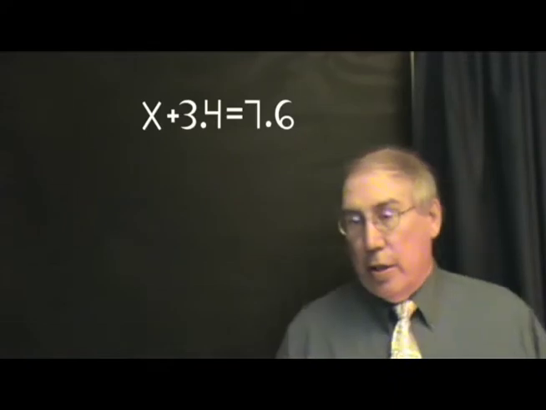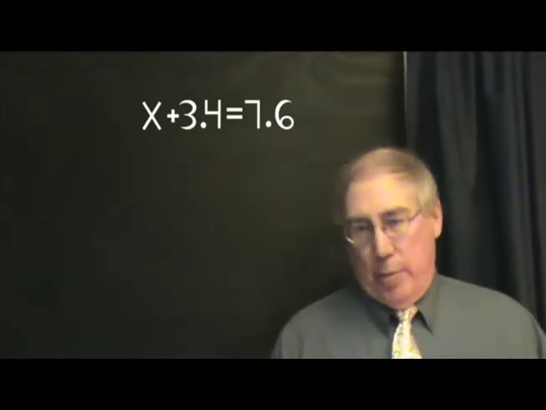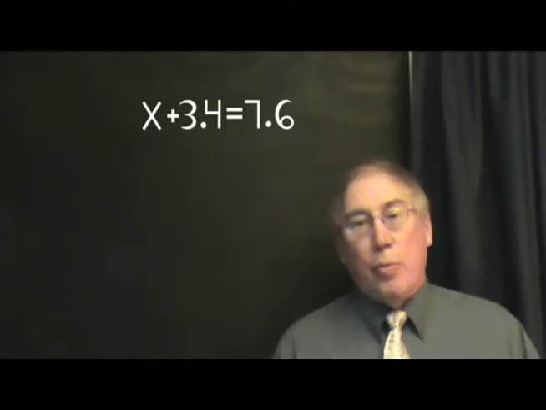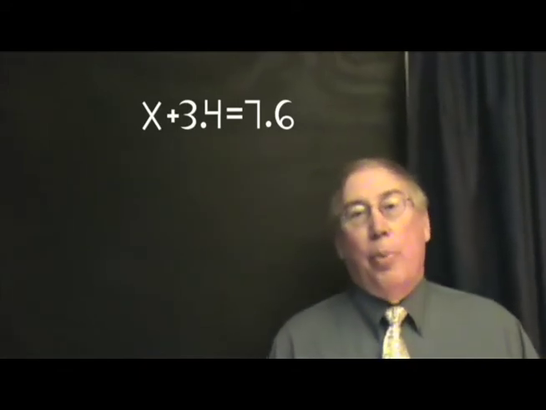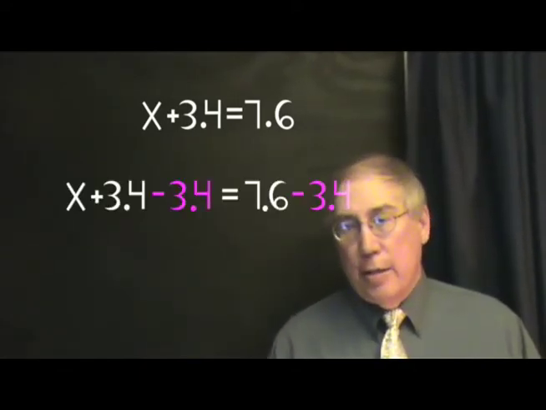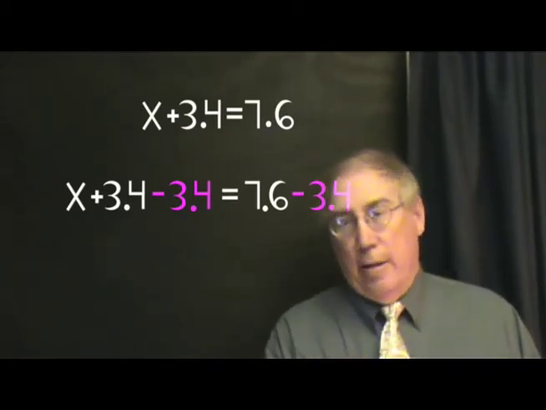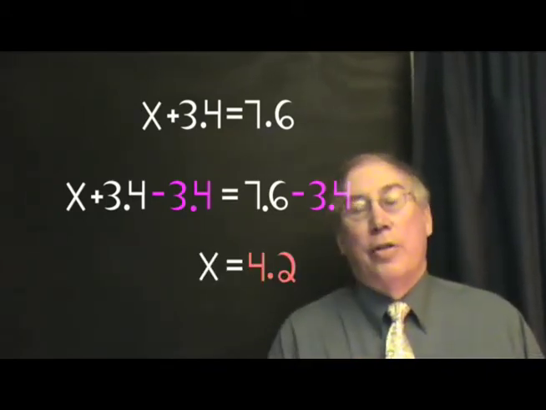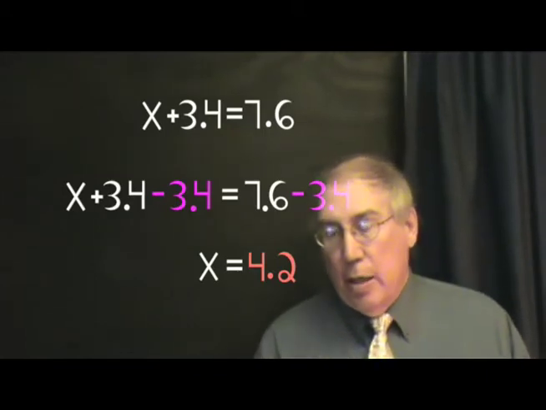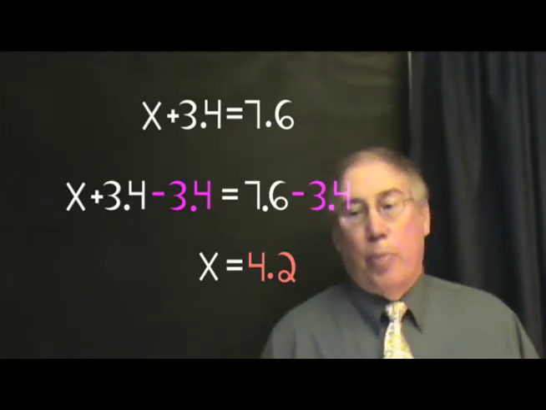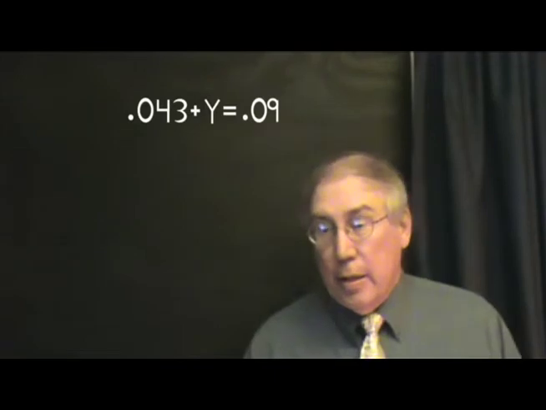Now, let's look at the next one. This one involves decimals, but we work it the same sort of way. Subtract 3.4 from both sides. Now, when you subtract or add decimals, you have to make sure that the decimal point is lined up. So in this case, we'll get 4.2 as our answer.